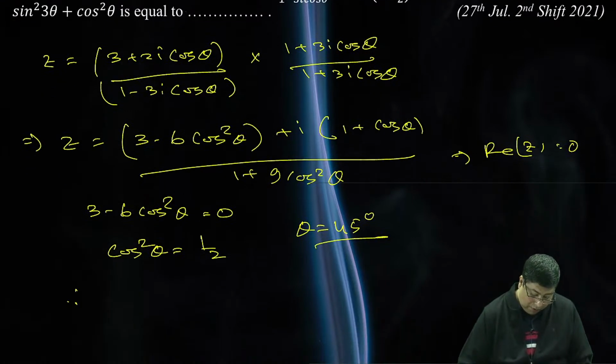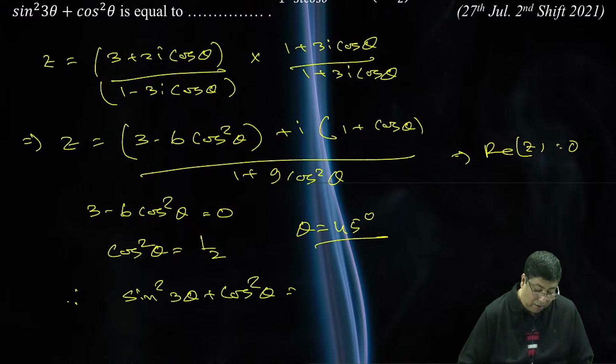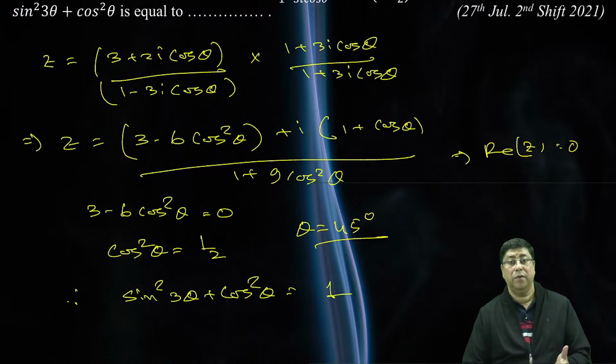So therefore we can write sin²3θ + cos²θ equals sin²135° plus cos²45°, sin 135° is 1/√2, and cos 45° is 1/√2. So the answer is coming to be 1. Let us go to the next sum.